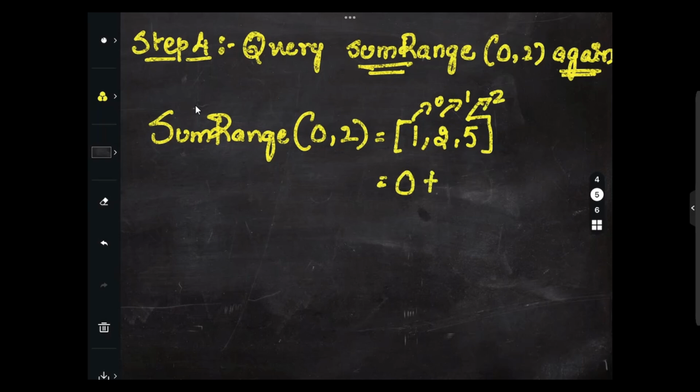Now if we add this, 1 plus 2 plus 5, this will be 5 plus 2 is 7, 7 plus 1, this will be 8. I hope this is clear. So this is how we got the output.